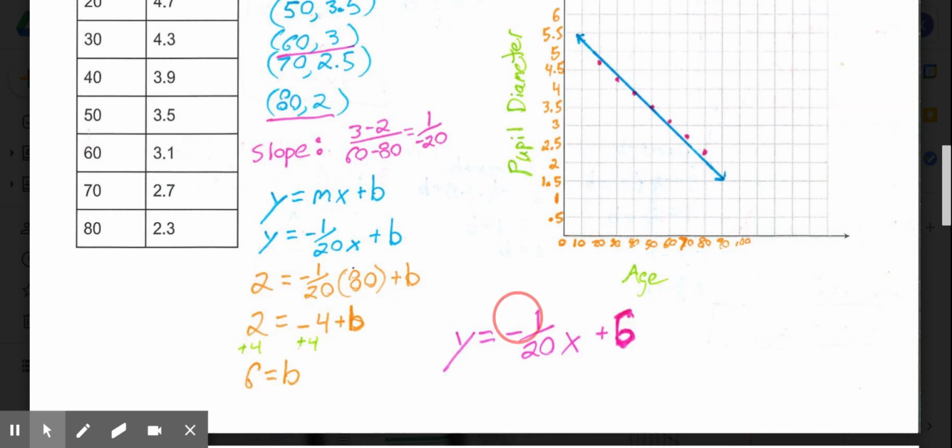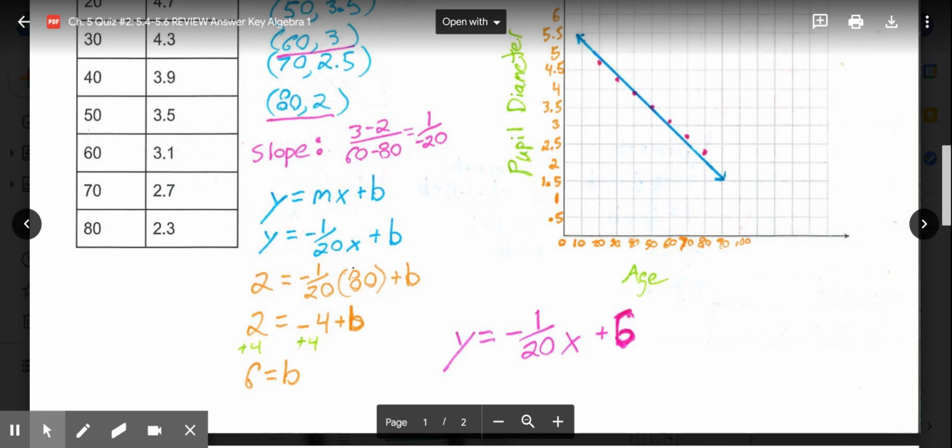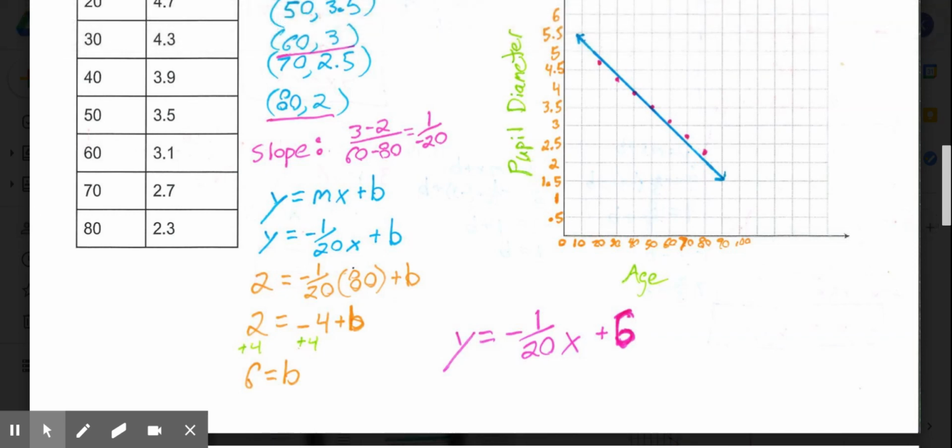If yours came out with a slope of negative 1/15 or negative 1/25 and your y-intercept was slightly different, that's perfectly okay, because a line of best fit can be drawn slightly different.